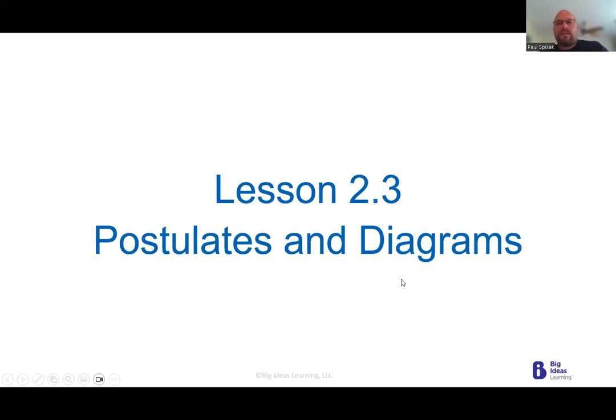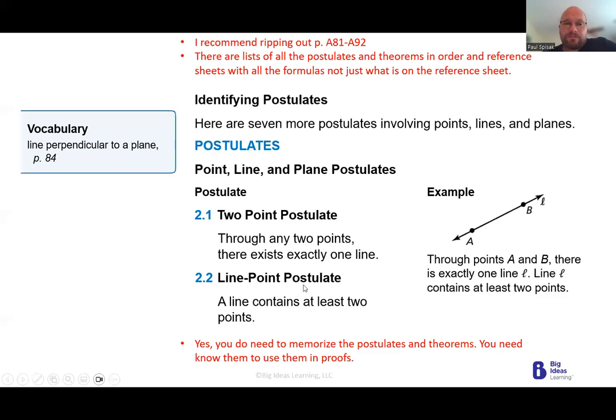So 2.3, this section, we're talking about postulates and diagrams. Now, there are lots of postulates. All right. So there's only one definition in this section, line perpendicular to a plane, which I'm not even having you include in your index cards. So you may have noticed that this section was skipped altogether on the list of vocab. We already defined what a perpendicular line was back in 2.1. You don't really have to define this a separate time. It's the same definition, except instead of being perpendicular to a line, it's perpendicular to a plane.